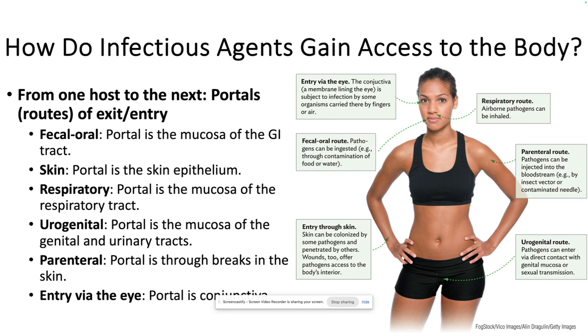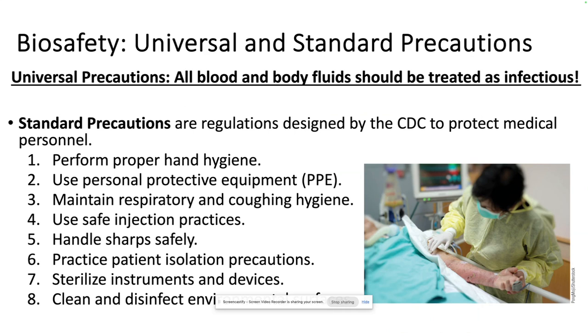Okay, a lot of times entry via the eye is through indirect transmission using fomites. So you go and you grab the door handle that somebody who had wiped their nose on their hand had used right before you, and then you pick up their infectious agent that's causing their common cold or their flu virus, and then you touch your eye and it comes through that way. Okay, so those are the different portals of entry.